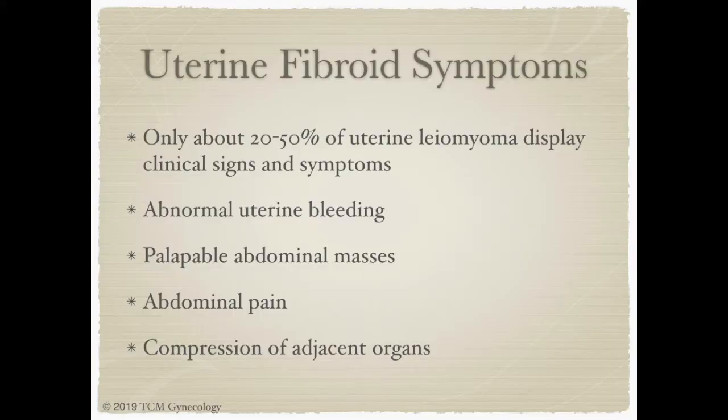Let's look at some signs and symptoms of uterine fibroids. Only about 20 to 50% of uterine fibroids will display common clinical signs and symptoms. Let's take a look at a few of those right now. So abnormal uterine bleeding, palpable abdominal masses, abdominal pain, compression of adjacent organs. And what you see in this case oftentimes is as the uterine fibroid grows, it will apply pressure very commonly to the urinary bladder, producing urinary urgency or urinary symptoms.